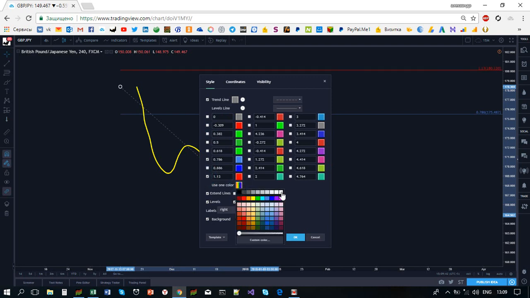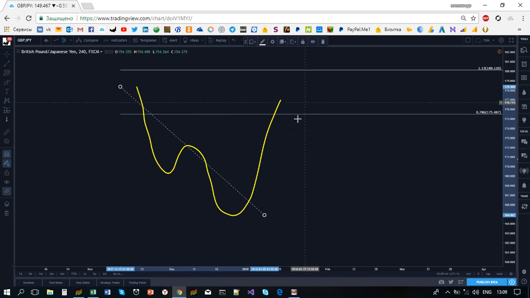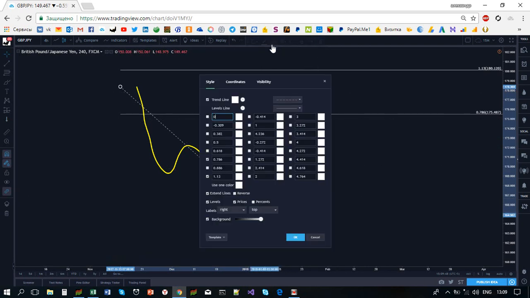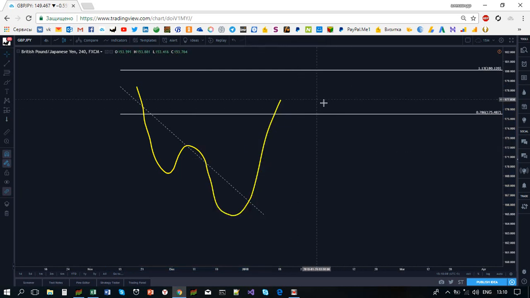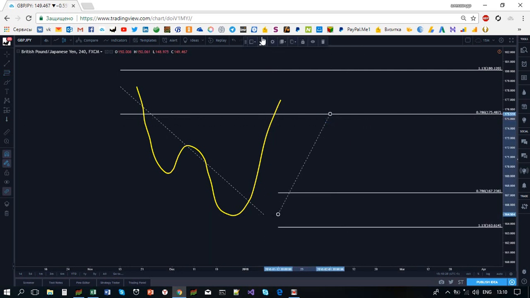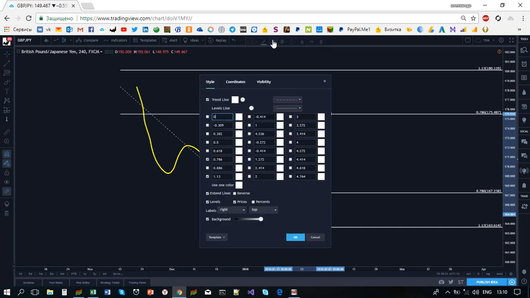And let me make them white. Okay, so we know that they are this. And let me make this. Okay, use one color. Levels, lines. Okay, let it be. This way. Perfect. So now they became a bit more thick. What it means, the risk to reward? This is the target. And let me go to switch that into targets.